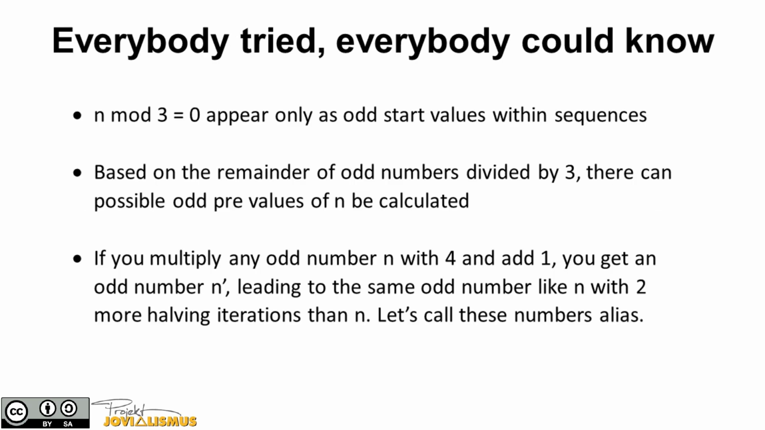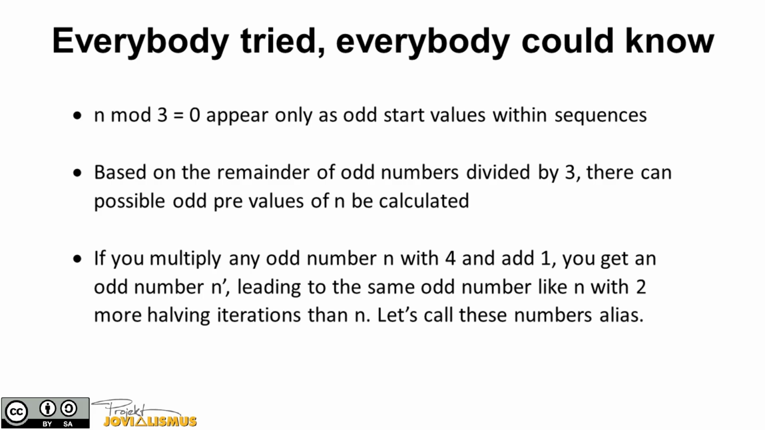Well, so let's summarize the results. Odd numbers n with n mod 3 equals 0 appear only as odd start values of sequences. Based on the remainder of odd numbers divided by 3, possible odd pre-values of n can be calculated. If you multiply any odd number n by 4 and add 1, you get a new number leading to the same odd number as n, with 2 more halving iterations than n. Let's call it an alias, because it replaces n.